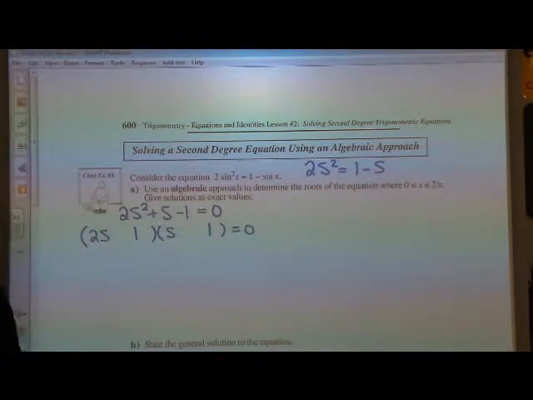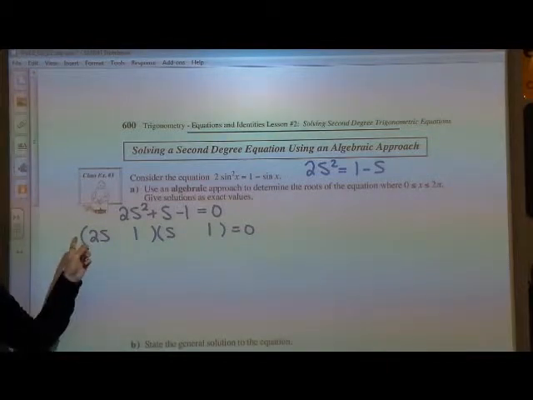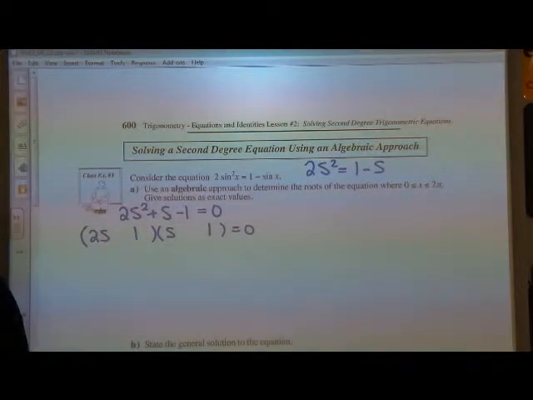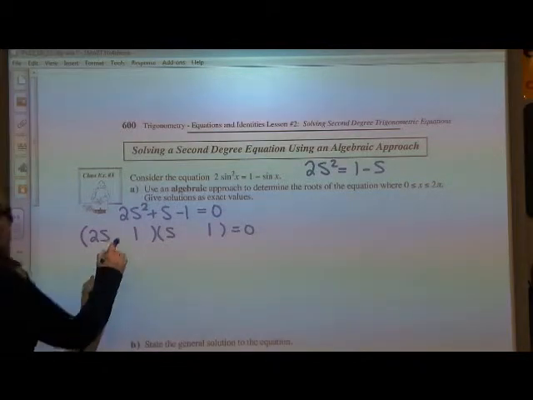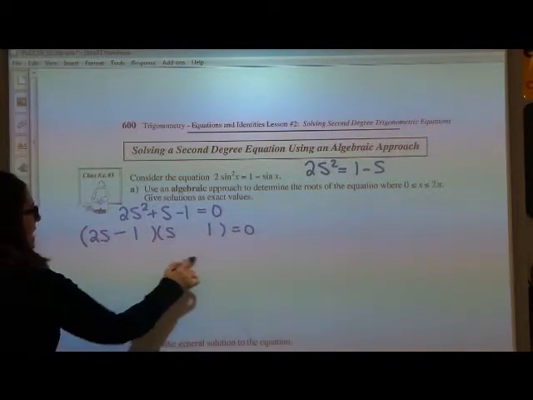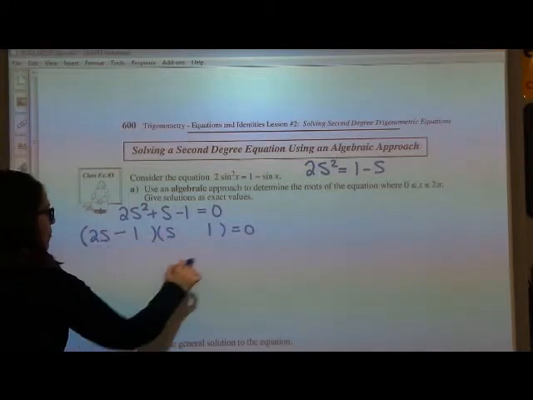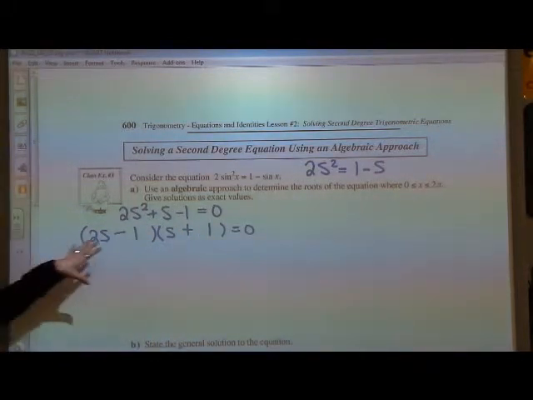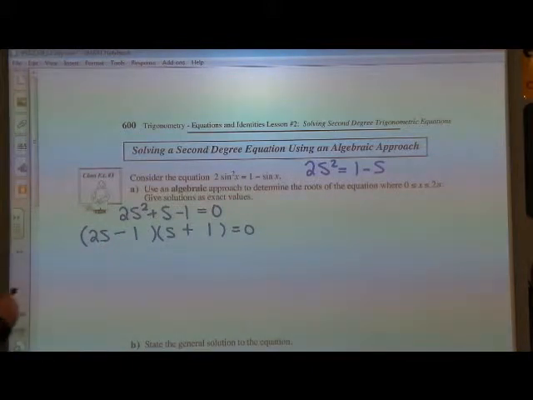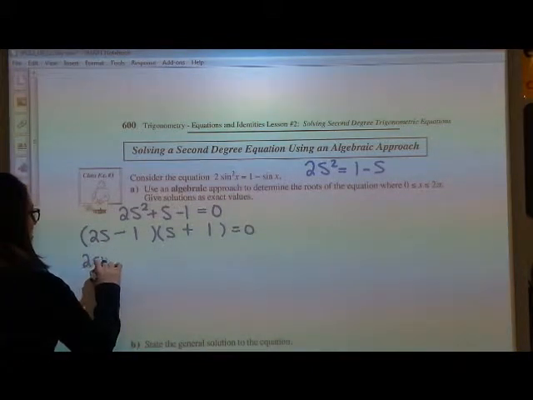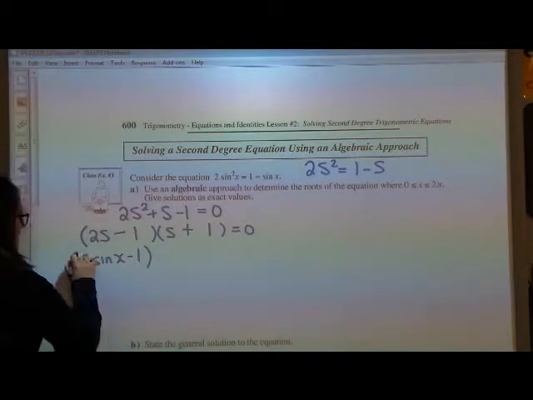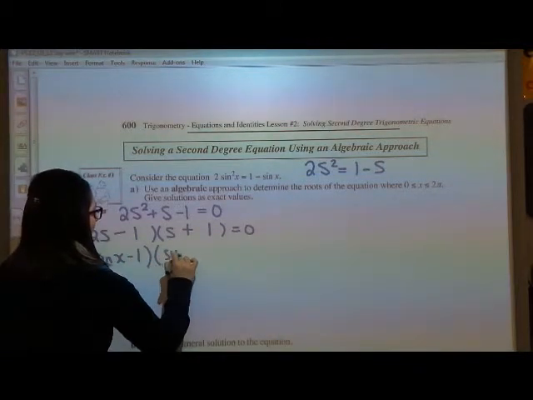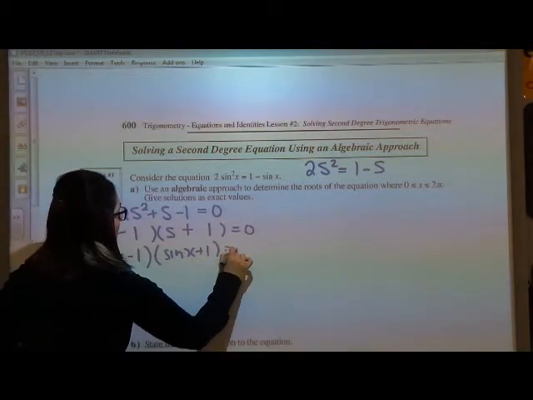How do I know which one is negative? The one with the 2s or the one with just the s? The one with the 2s? Because then I get a negative s and a positive 2s, which together gives me my positive. Now that I have this factored, stick the sign back in there. 2 sine x minus 1 and sine x plus 1.